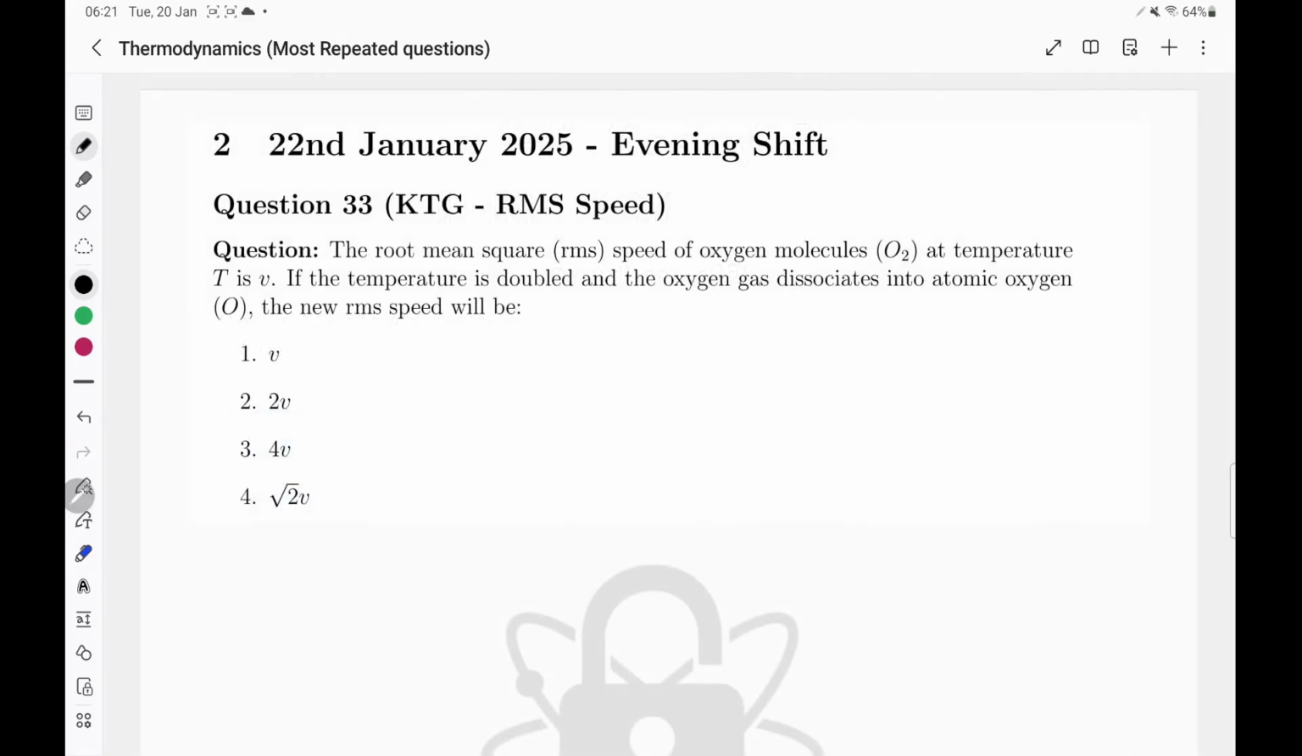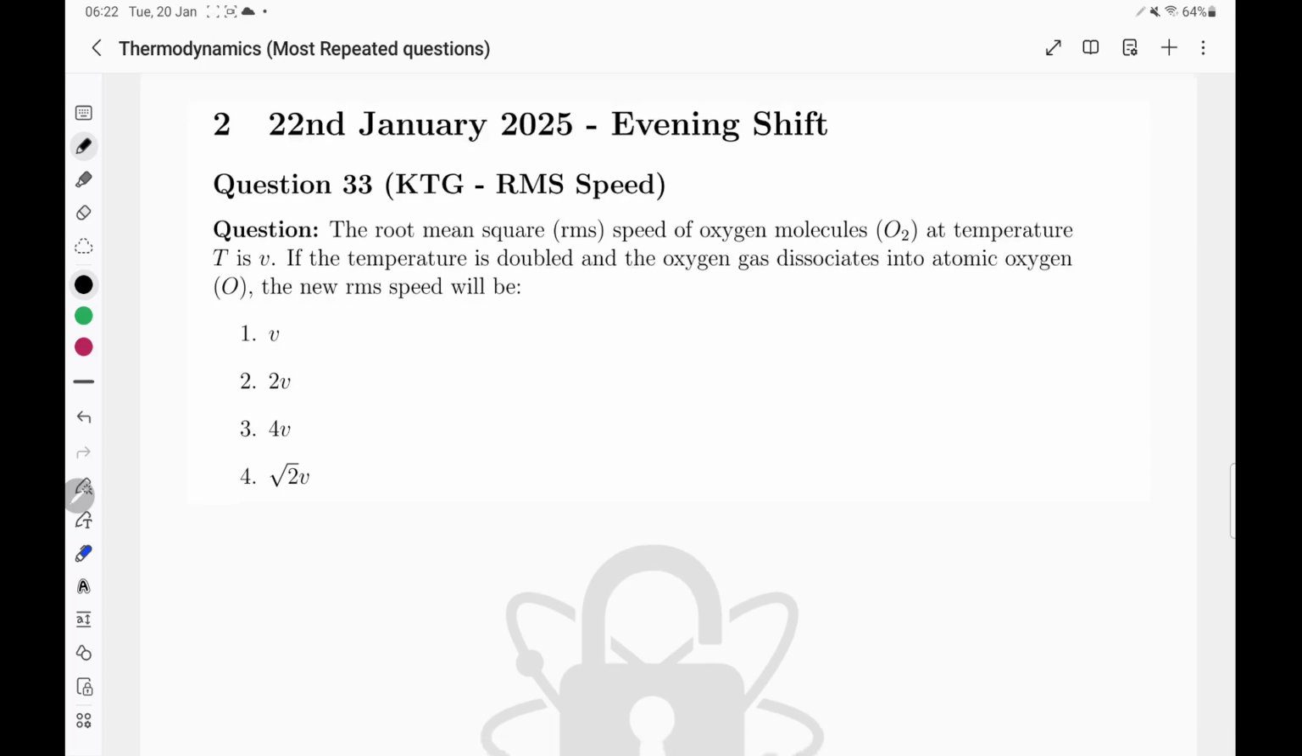Another very frequent question in JEE Mains is the dissociation of a molecule into atom and its effect on root mean square speed. Let us see this question over here. It says the root mean square speed of oxygen molecules O2 at temperature T is V. If the temperature is doubled and oxygen gas dissociates into atomic oxygen O, the new RMS speed will be.